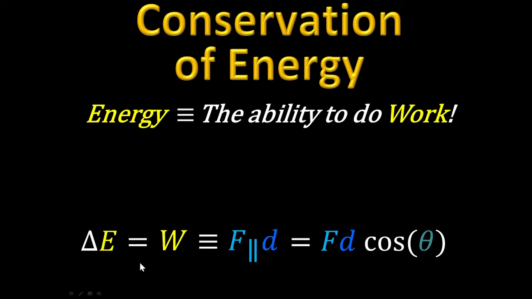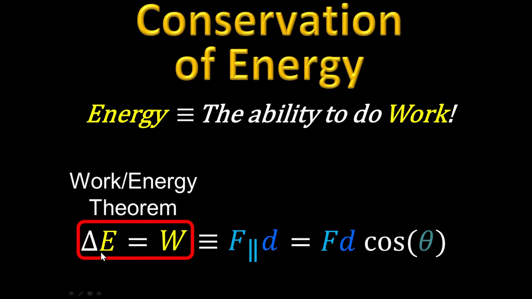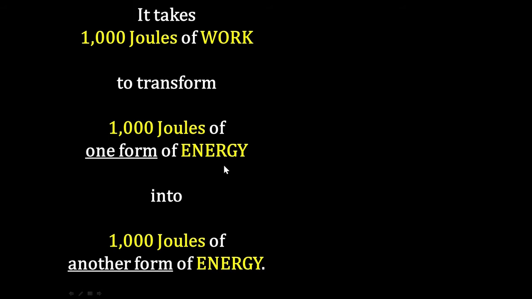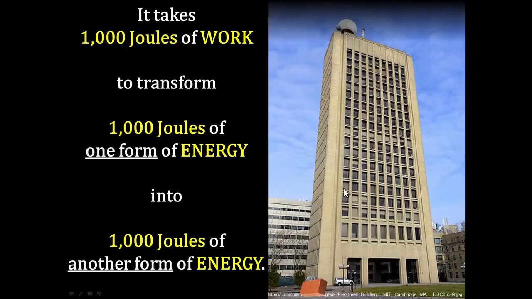All right, now we're going to add the last piece to this equation. If energy is defined as the ability to do work, E is our abbreviation for energy. When we do work, we're going to change the energy. We're going to transform it from one form to another. That little piece of the equation right there is called the work-energy theorem. That the amount of work we do equals the change in energy of our system. It takes 1,000 joules of work to transform 1,000 joules of one form of energy into 1,000 joules of another form of energy. You can't create or destroy energy. You can only transform it from one form to another. You do that by doing an equal amount of work.